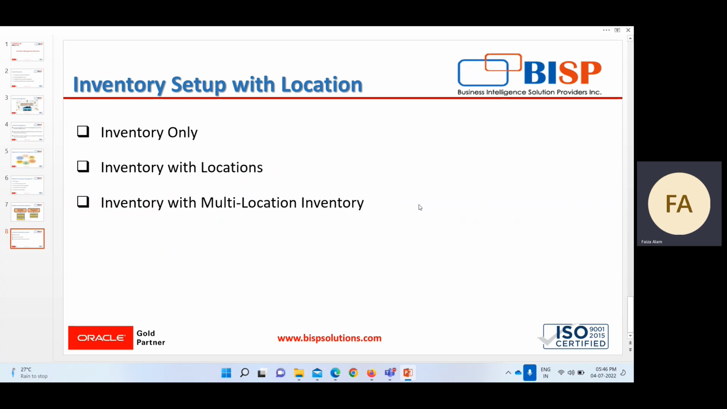And at last, we have seen how the inventory can be set up in terms of location, wherein we have learned three things: inventory can have a single location, or a hierarchy of locations can be created so that the fulfillment or receiving of items could not get hampered, and inventory with multiple locations, wherein if a requirement is there, the inventory could get transferred between the locations. So that's all about the topic.